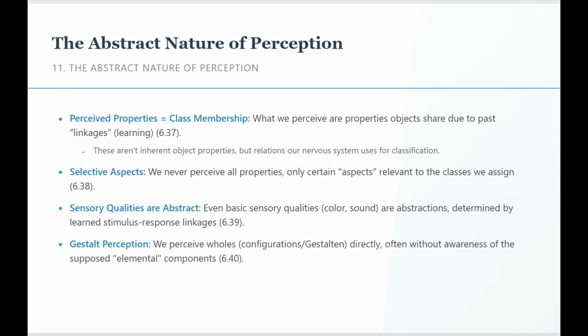And guess what? Even basic sensory qualities like color or pitch are abstractions, learned associations between stimuli and responses. Remember Gestalt perception? We see wholes, configurations directly. Often we perceive the overall shape without consciously registering the individual colors or lines that supposedly make it up. We're perceiving the abstract Gestalt itself.